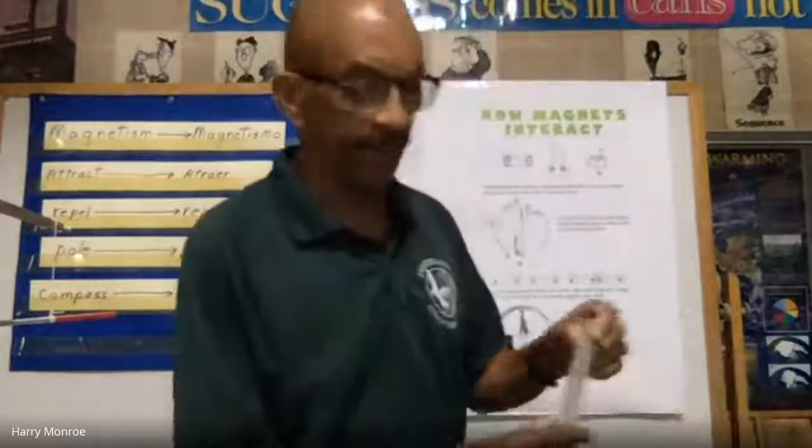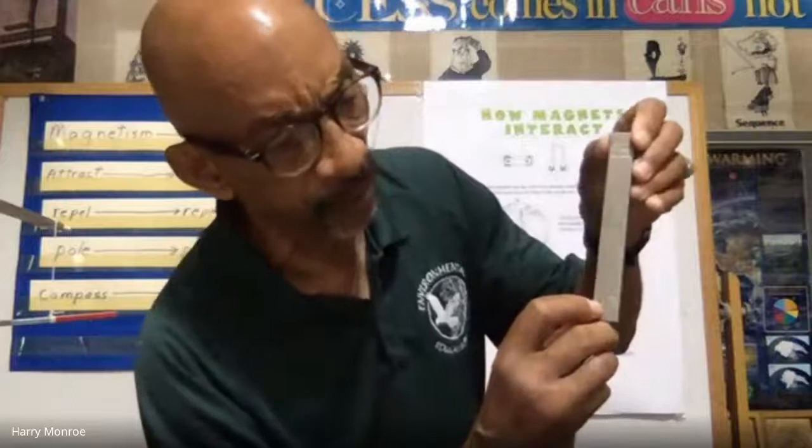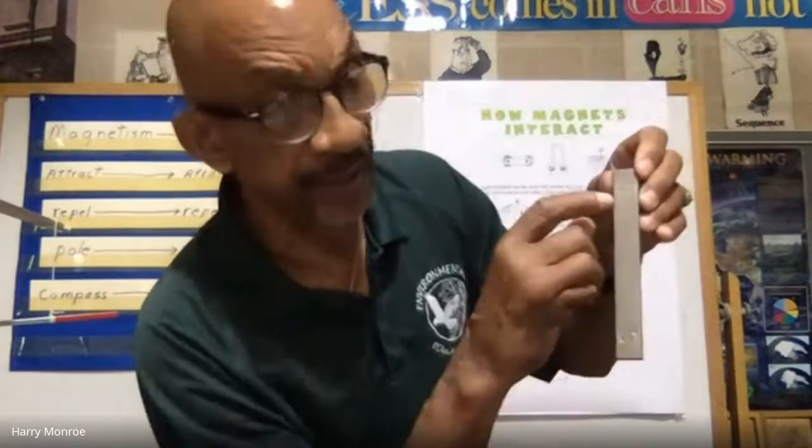Another common shape for a magnet would be the bar magnet. And by the same token, I don't know whether you can see this, but on this end, there's an S. On this end, there's an N.